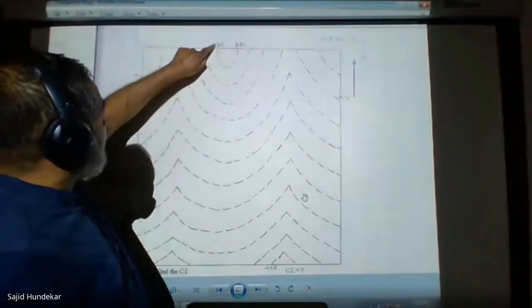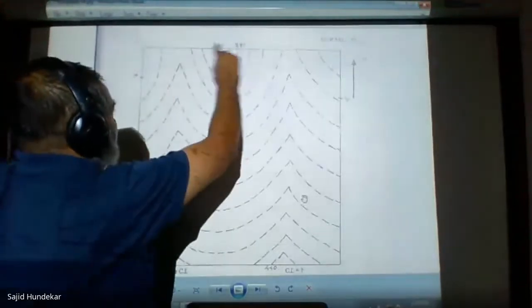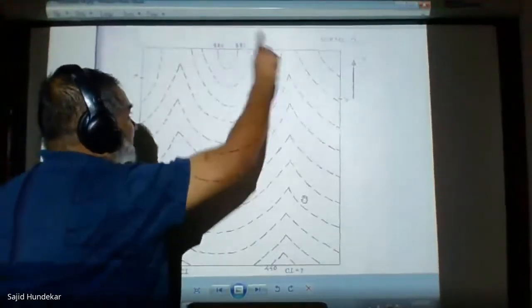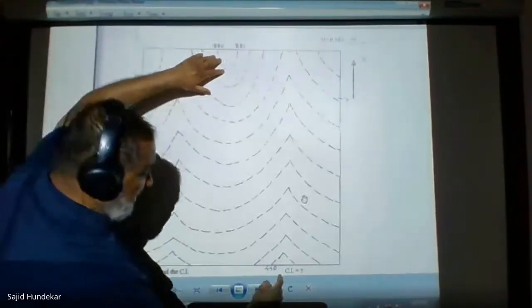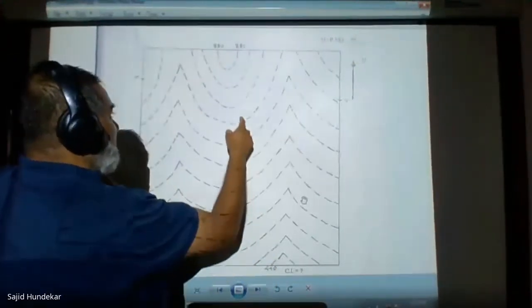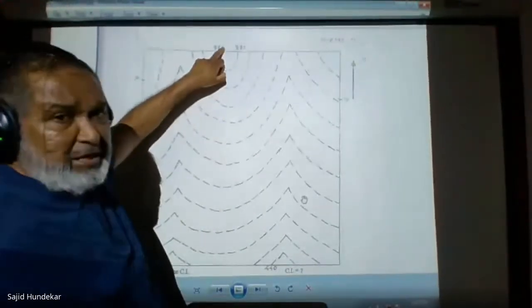Second one, towards a common point. Forget about this number. Towards a common point, these contours are there. This is called a portion of high ground on the diagram. A portion where we have started writing from this side, the number goes on increasing. Towards a common point, the contour value has to increase.